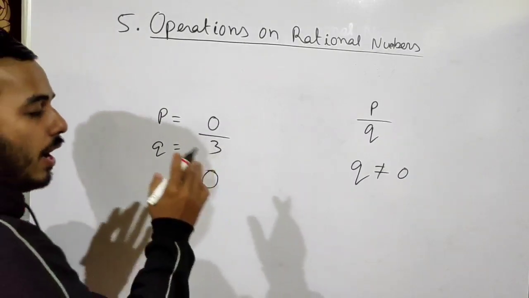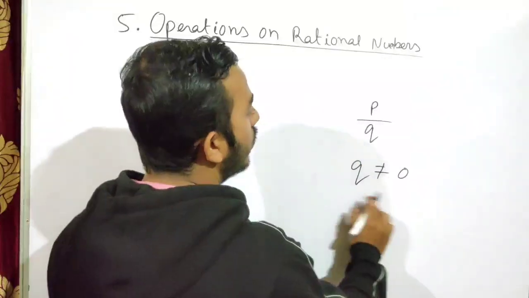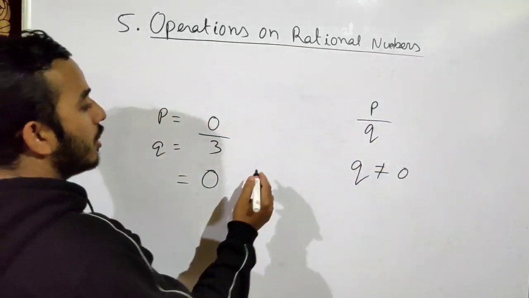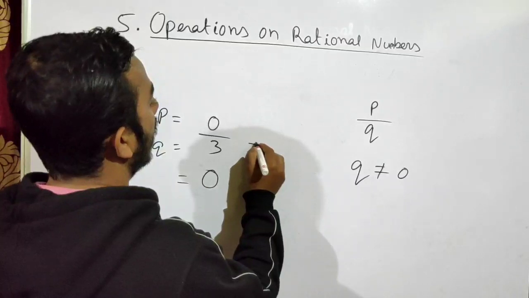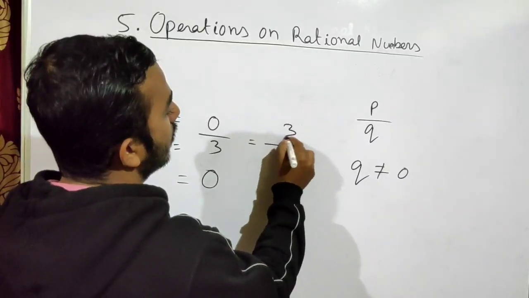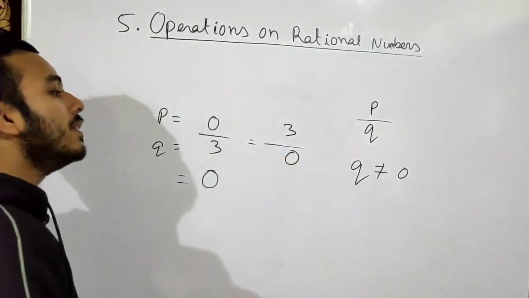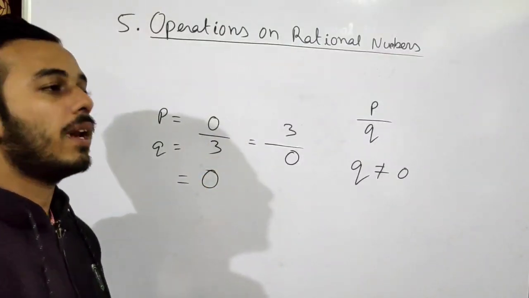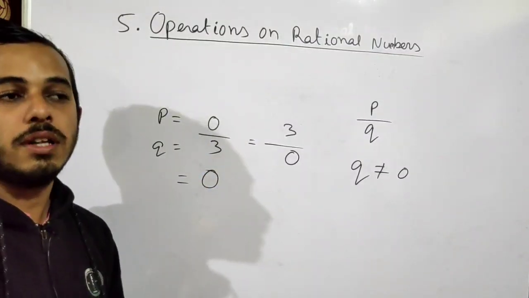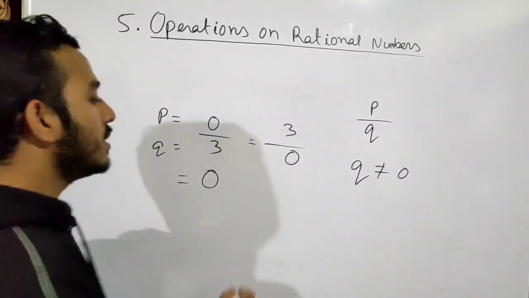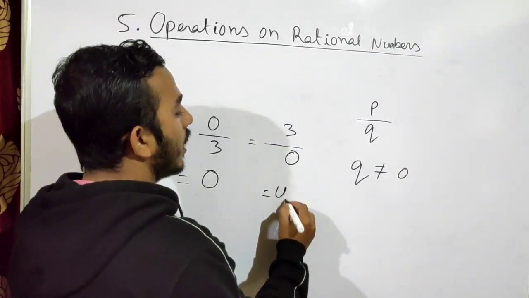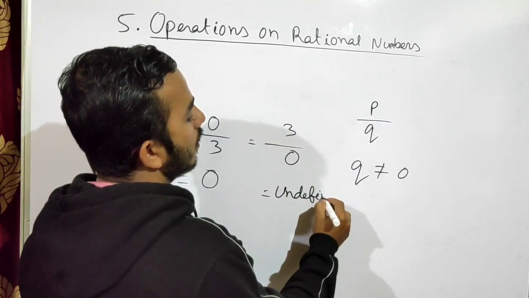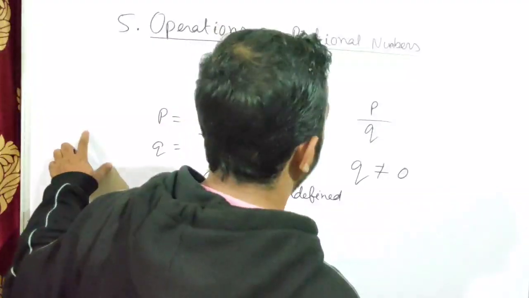Now in the definition it is said that Q not equal to 0. This symbol means not equals. For example, 3 by 0. We can't calculate it. There is no number like this which has 0 in its denominator in this universe. That means this result is undefined. We can't calculate it. Clear? I hope this is clear to you.